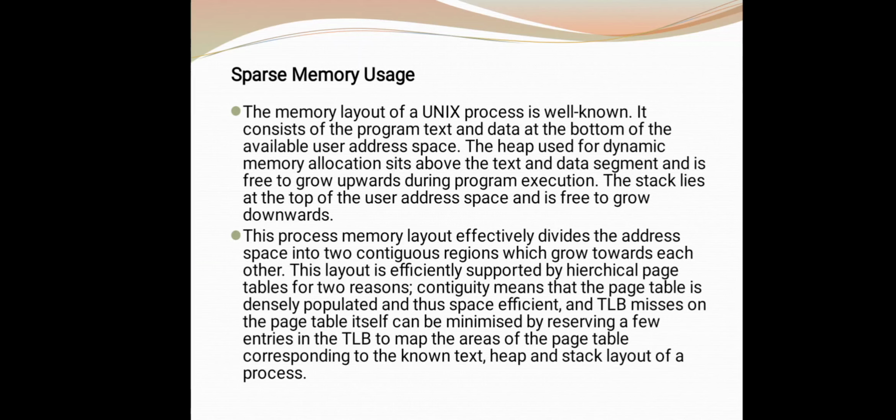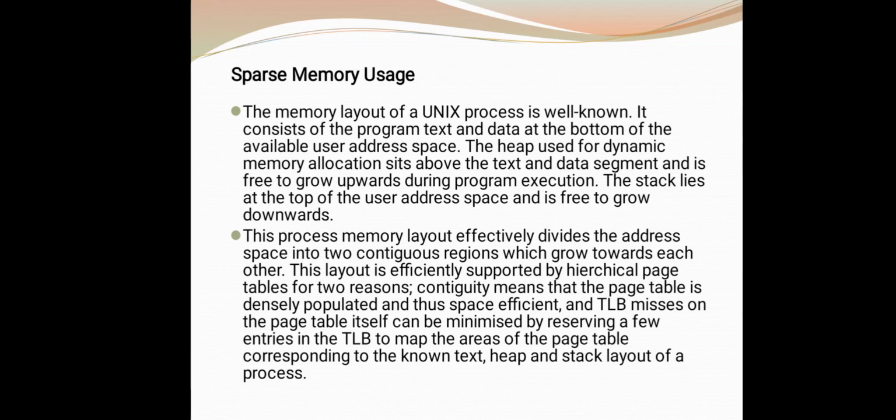Address space memory usage. The memory layout of a Unix process is well known. It consists of the program text and data at the bottom of the available user address space. The heap, used for dynamic memory allocation, sits above the text and data segment and is free to grow upwards during program execution. The stack lies at the top of the user address space and is free to grow downwards. This process memory layout efficiently divides the address space into two contiguous regions which grow towards each other.